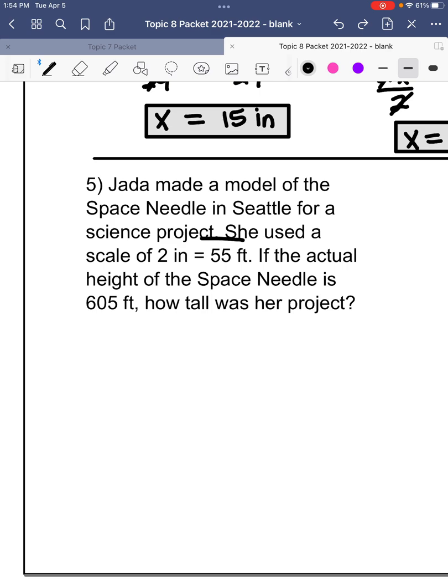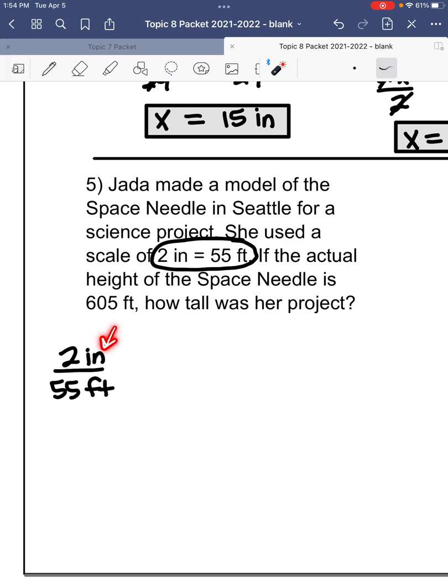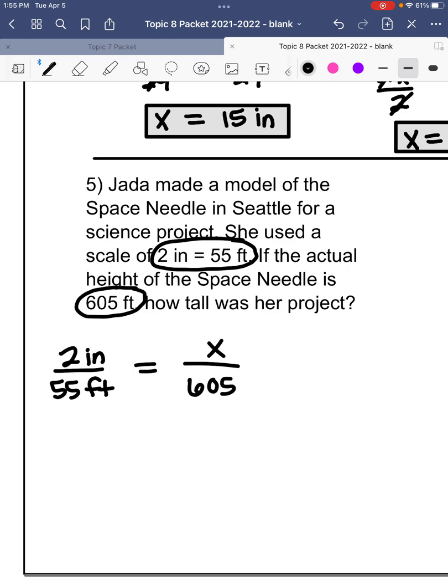So I'm going to use that to make a ratio. So 2 inches, 55 feet. Okay, and this right here is telling me that I'm going to put inches on top and feet on the bottom, because I'm going to set this equal to another fraction, and I have to have my units consistent. So what other piece of information can we get from this word problem? Well, we know that the actual height of the Space Needle is 605 feet, right? Feet goes on the bottom, so I put 605 down here. And I'm trying to figure out how tall in inches her project is.